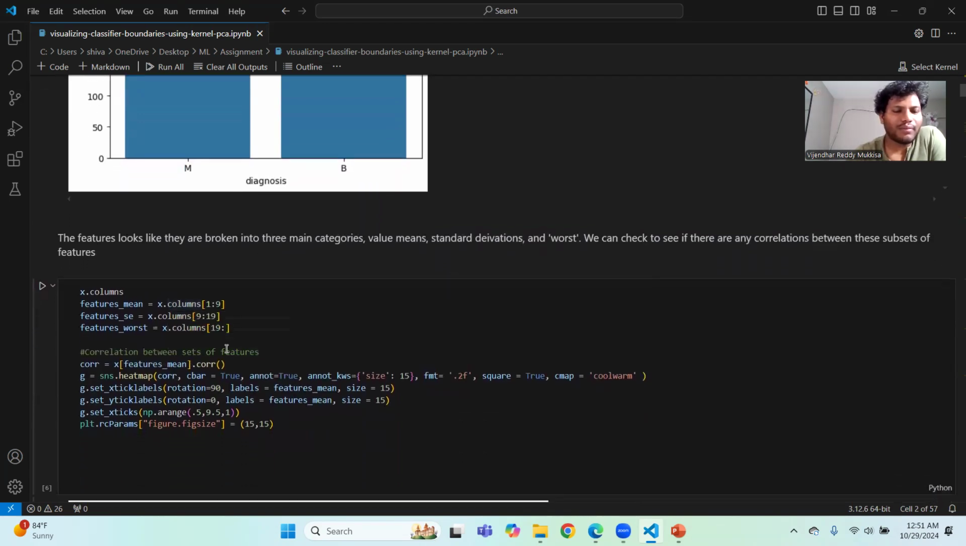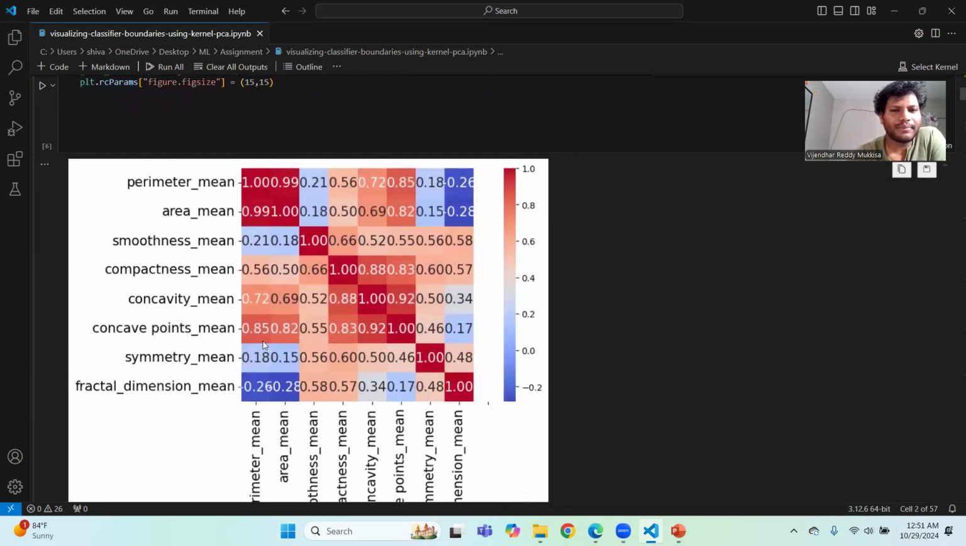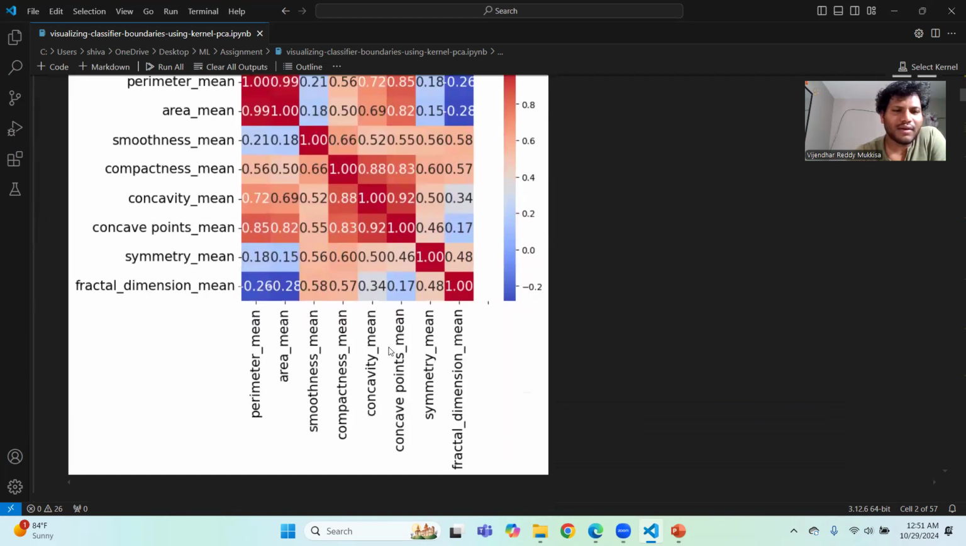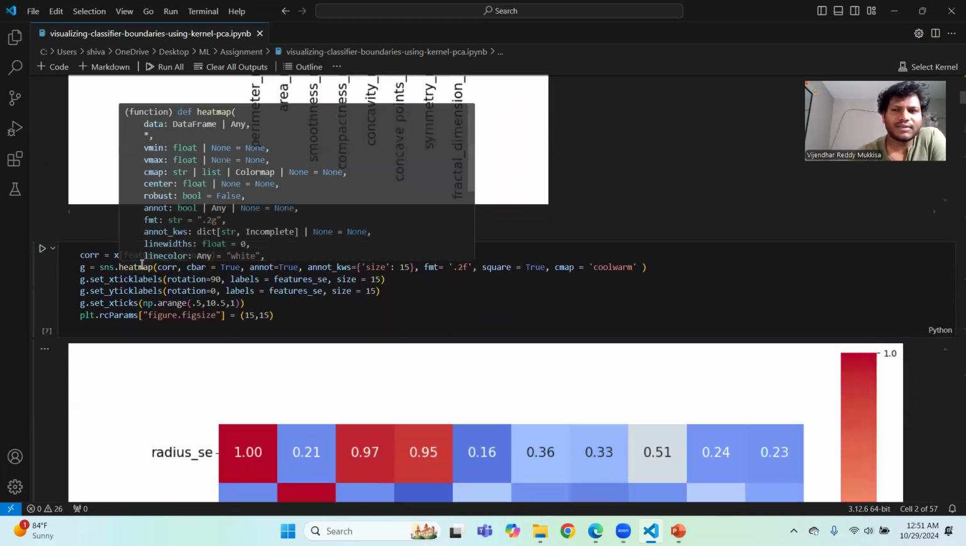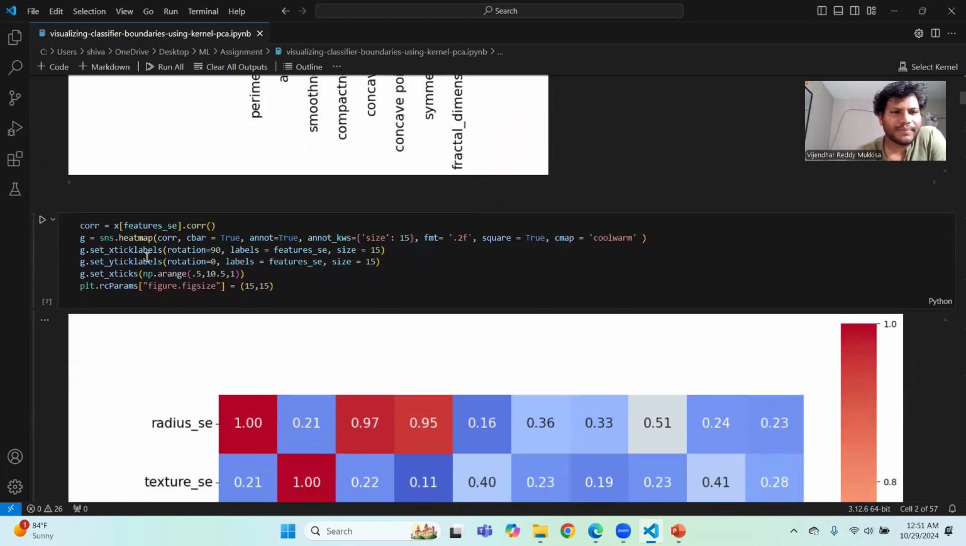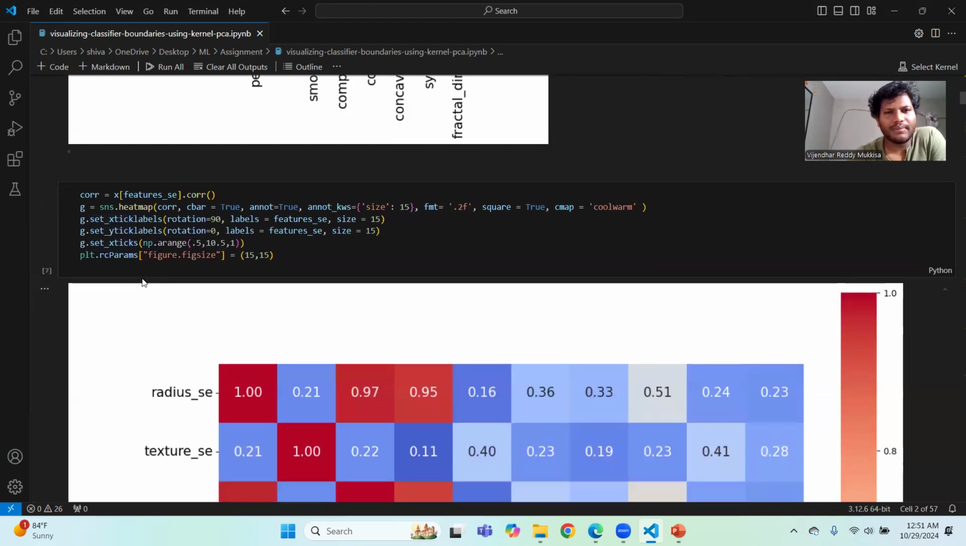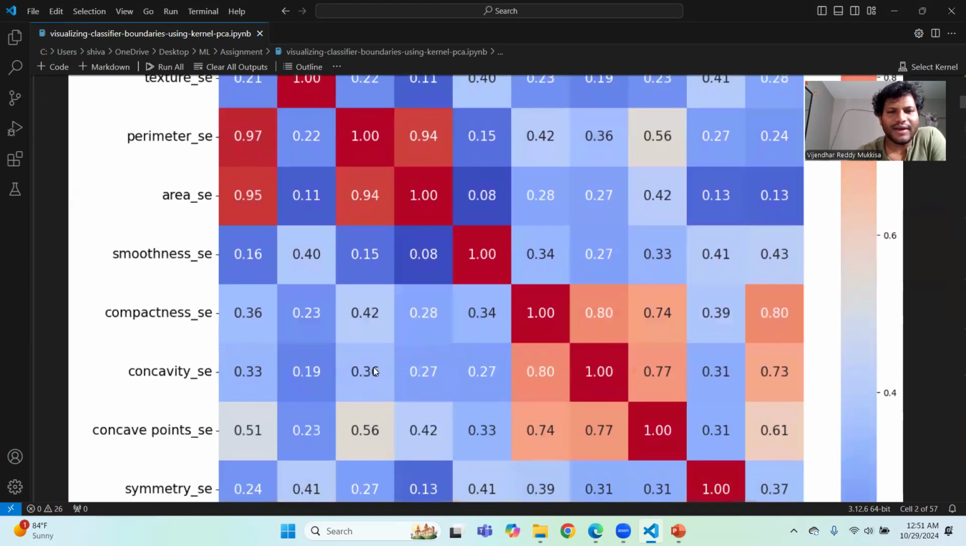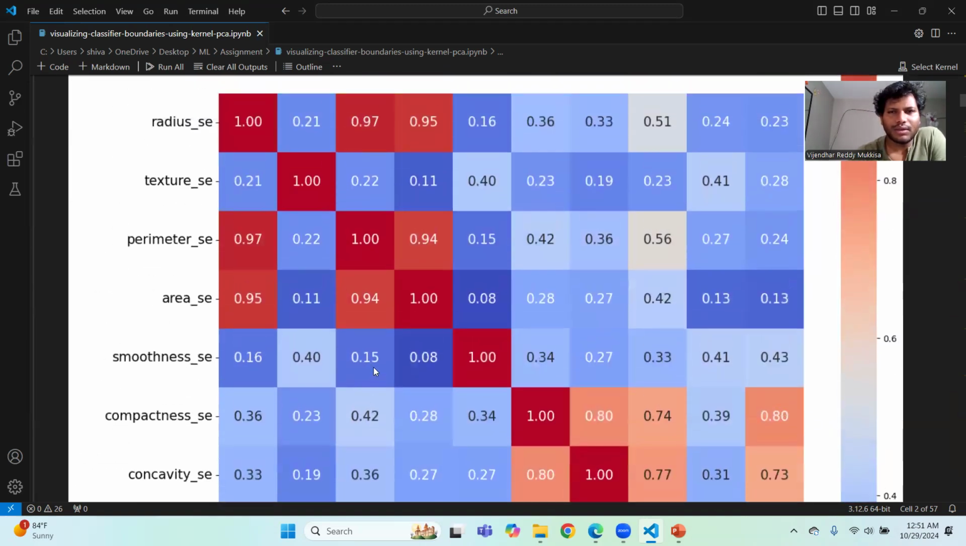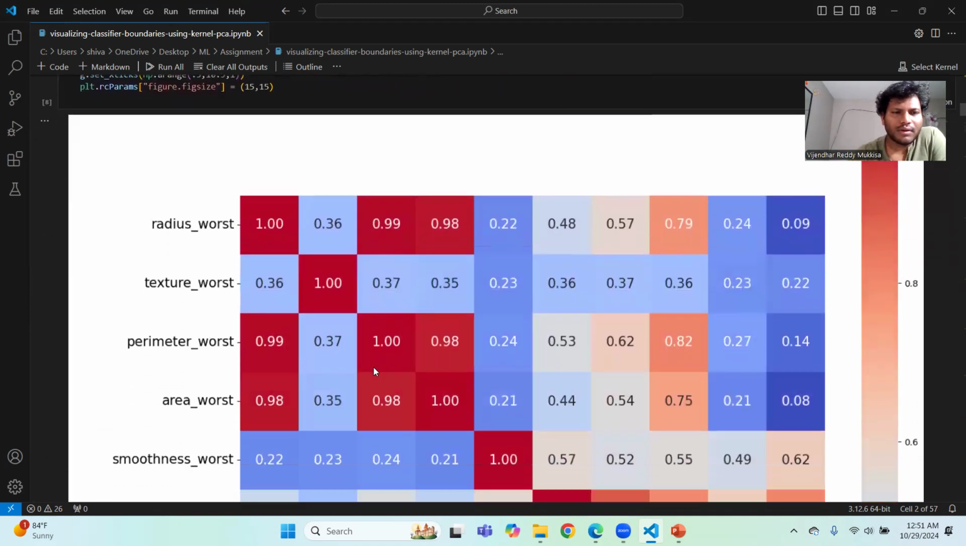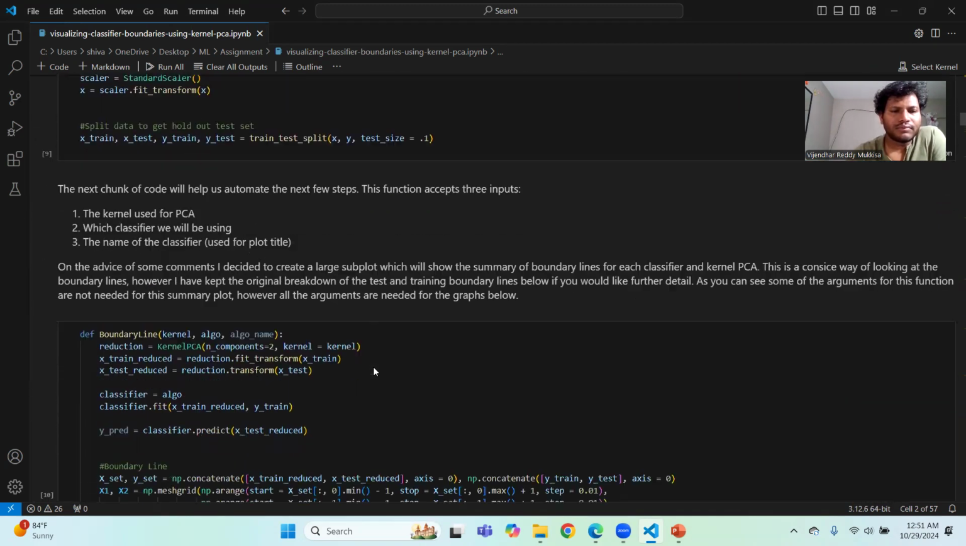Here we are plotting a diagram like a heat map. On the x-axis we have perimeter mean, area mean, smoothness, and on the y-axis we have fractal dimension mean, symmetry mean, and so forth. The next piece of code is also related to a heat map, and the values vary from 0 to 1. Coming down here, there is the kernel used for PCA, which the classifier will be using.